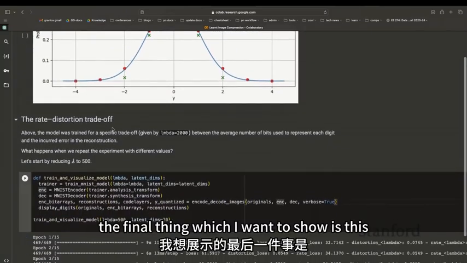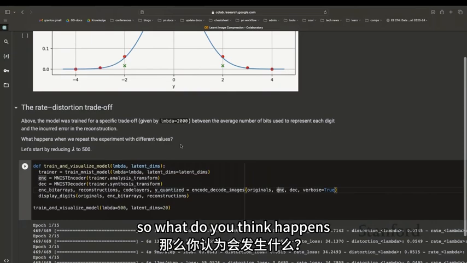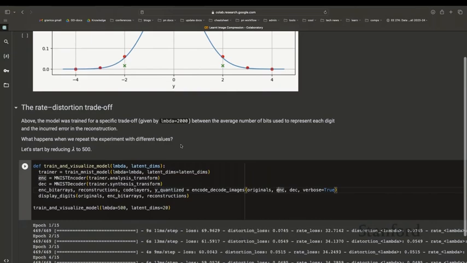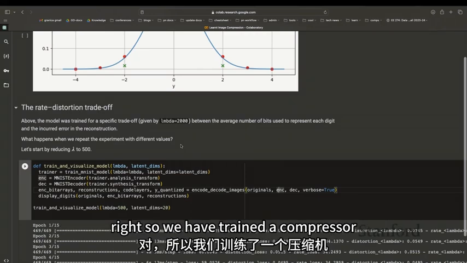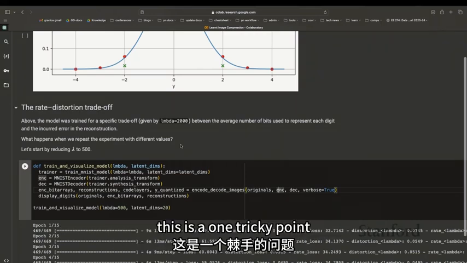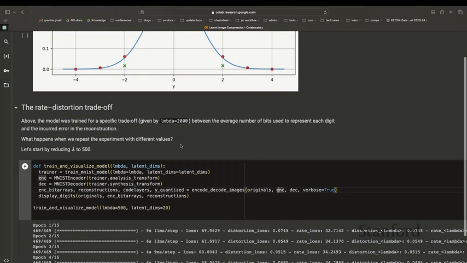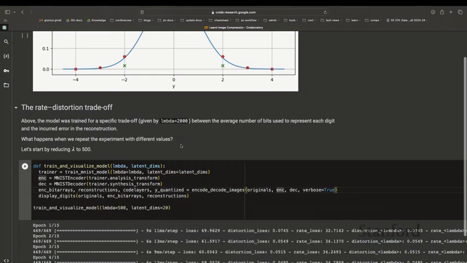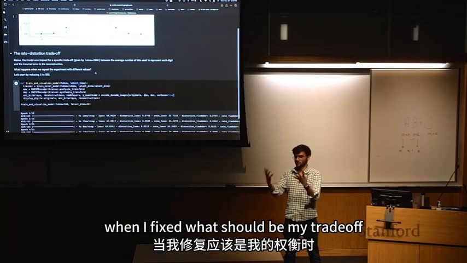The final thing which I want to show is this: if you increase the lambda, this is interesting. So what do you think happens when you increase the lambda? So how do you actually do the rate distortion trade-off? We have trained a compressor. Actually, this is one tricky point about ML-based compressors or learned compressors. We have trained our compressors, which work really well for a given value of lambda. It trades off rate and distortion very well when I fix what my trade-off should be.